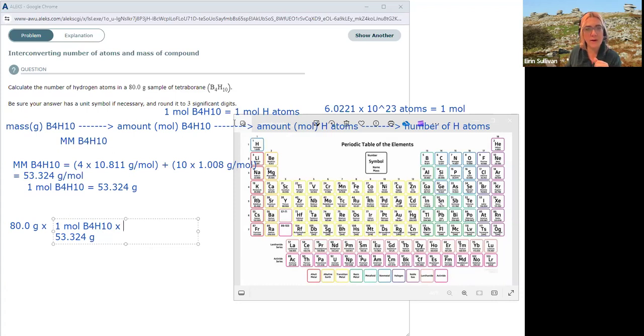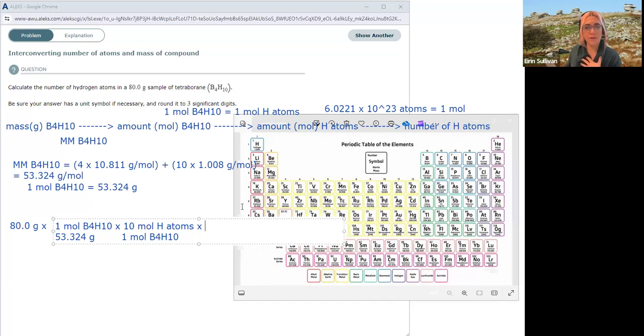So next I want to get from the amount in moles of the tetraborane to the amount of moles of H atoms. So this is why I kept the moles of B4H10 and didn't just write moles, because it needs to specify moles of what, okay? So I know that my moles of B4H10 can go on the bottom to cancel out, and I should have my 10 moles of H atoms on the top. So if I press equals right now, well, the moles of tetraborane have cancelled out, giving me my amount in moles of H atoms. And then I want to get to my number of hydrogen atoms.